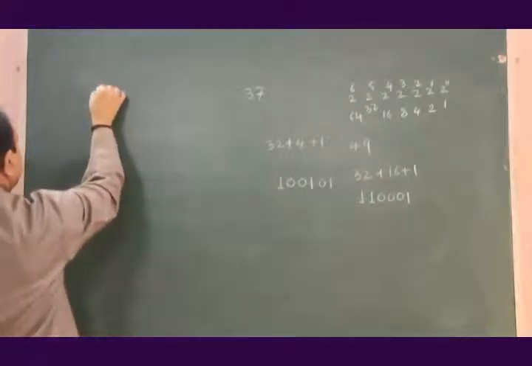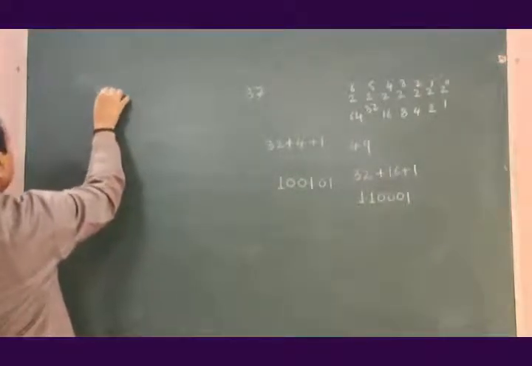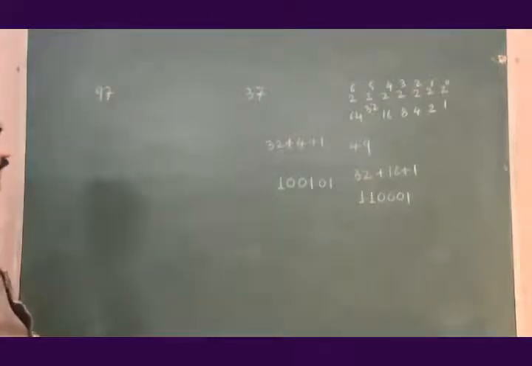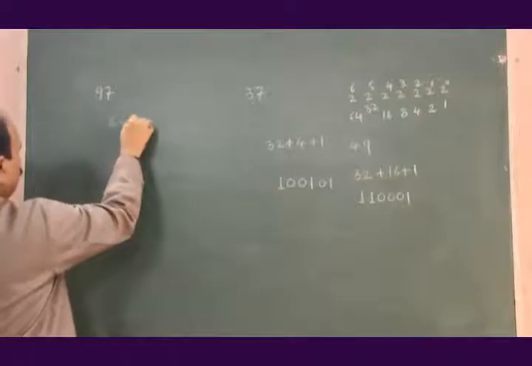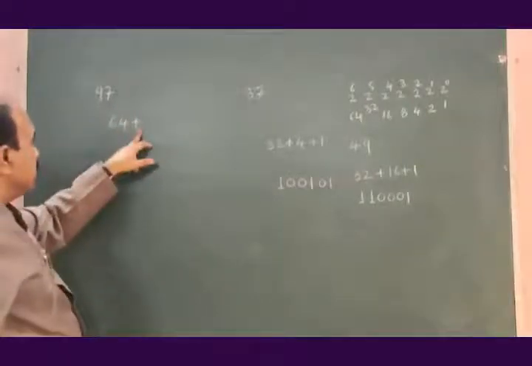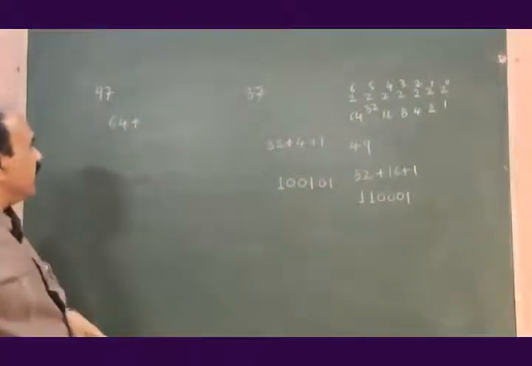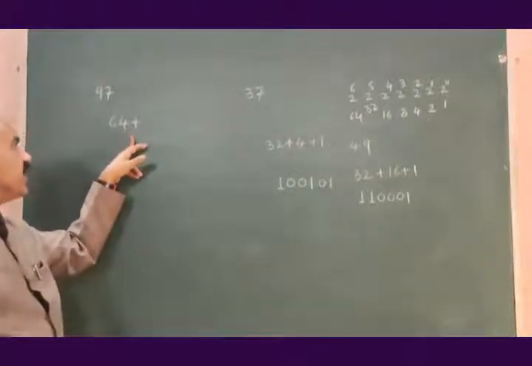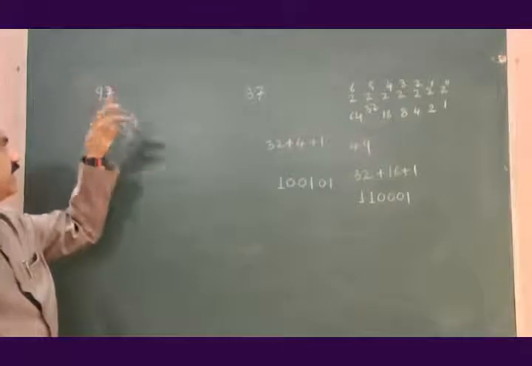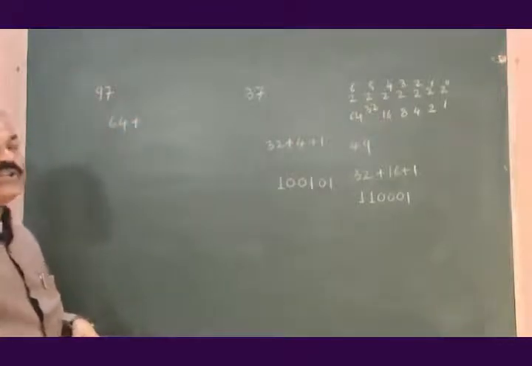Let me take 97 and 64. 64 is taken away from 97. How much is left? 97 minus 64 is 33.